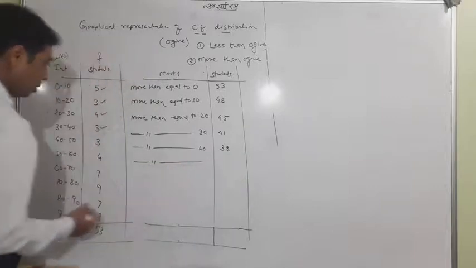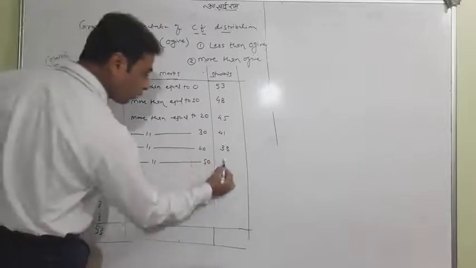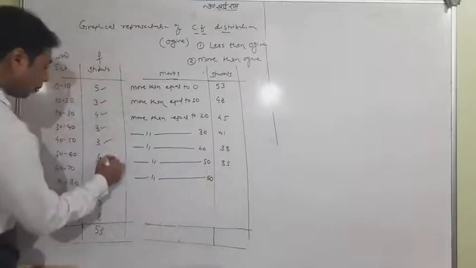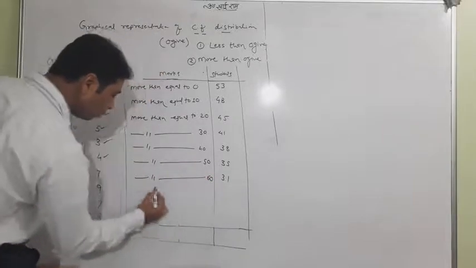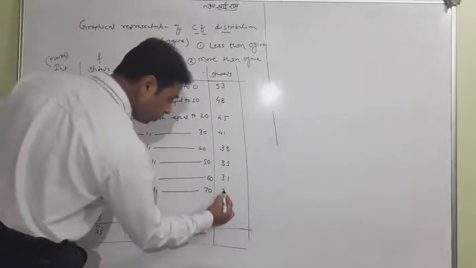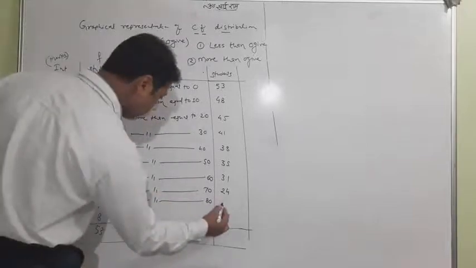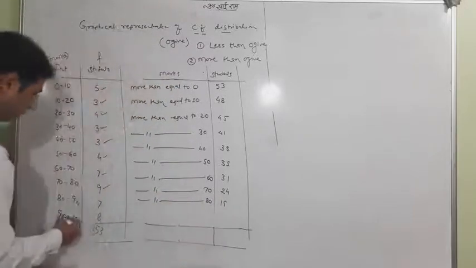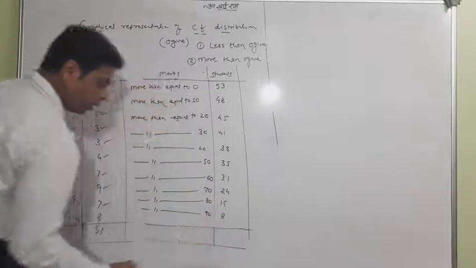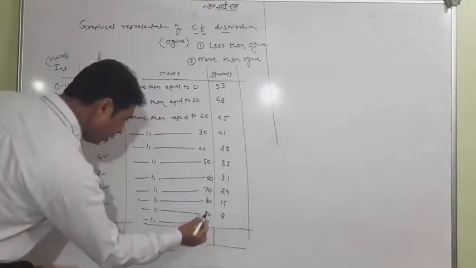Now it is more than 50. I'll subtract 3, again it's 35. More than 60, I'll subtract 4, this is going to be 31. More than 70, so I'll subtract 7, this is 24. More than 80, I'll subtract 9, this is going to be 15. And more than 90, I'll subtract 7, it is 8. And more than 90, 80, 70, 90.